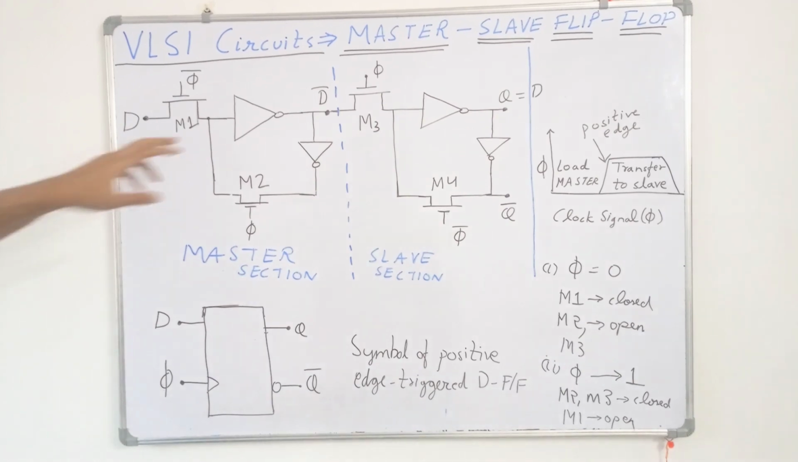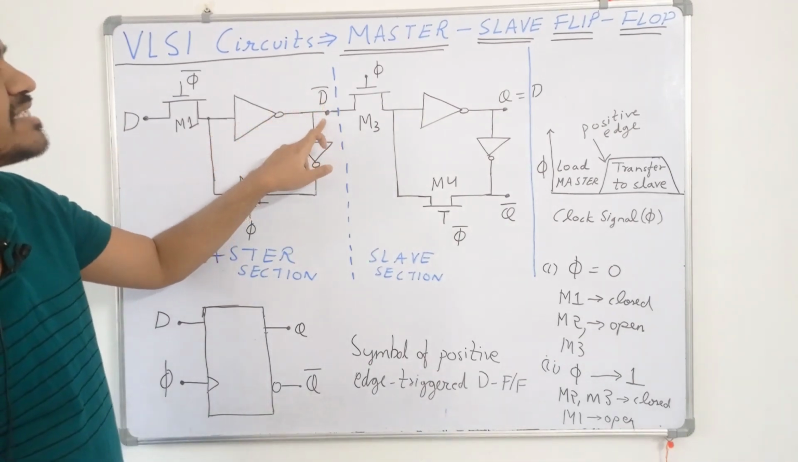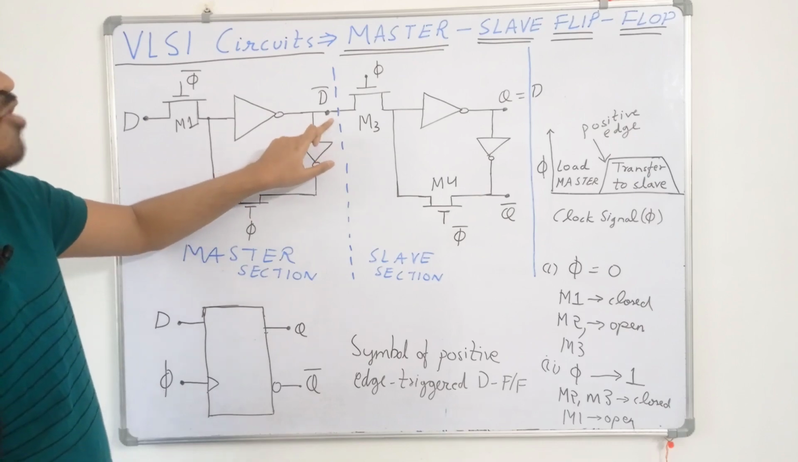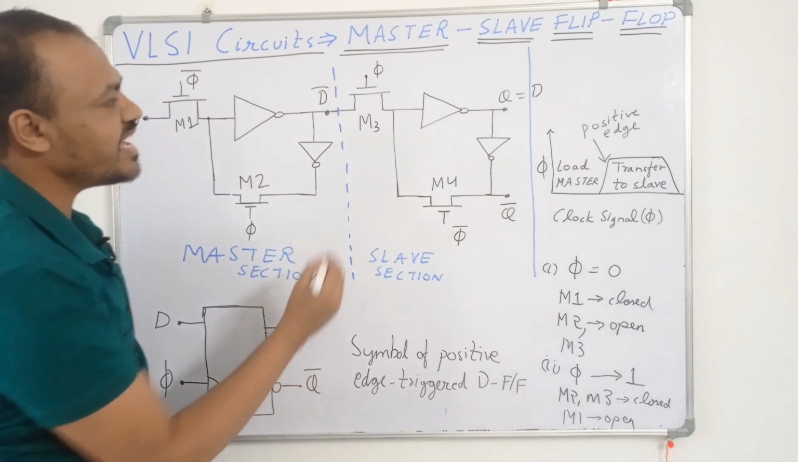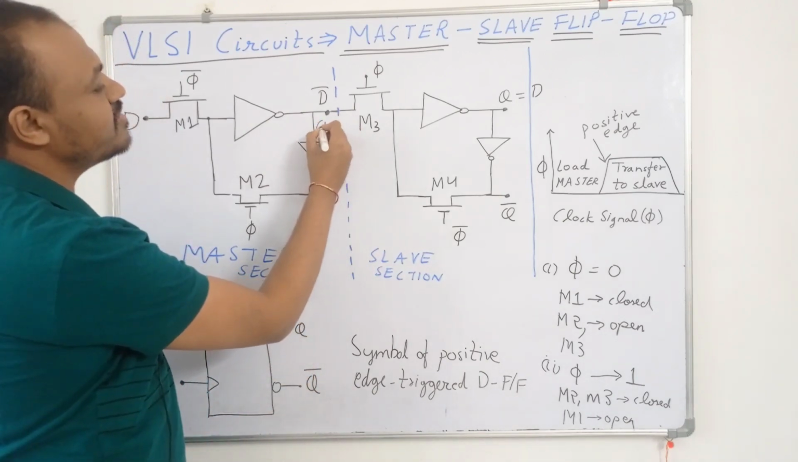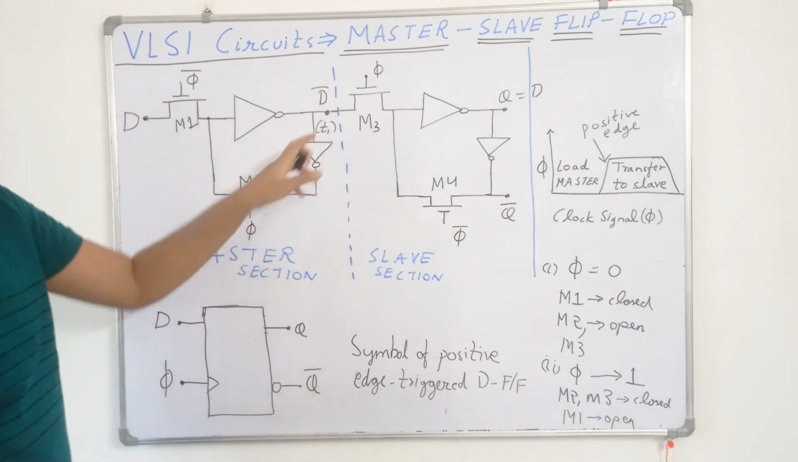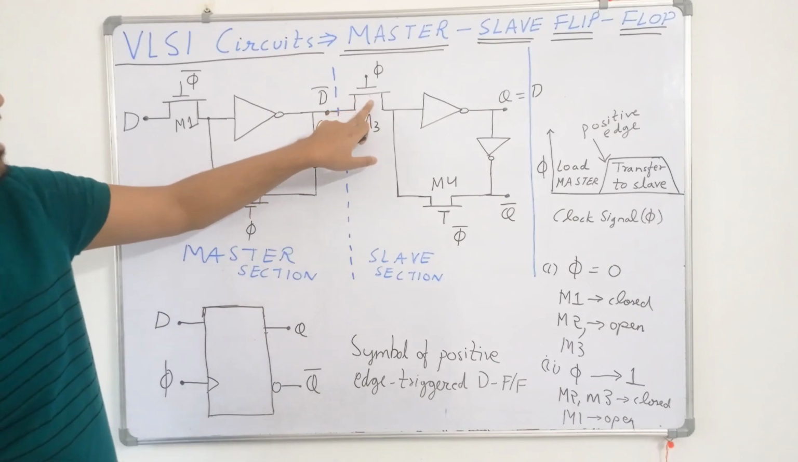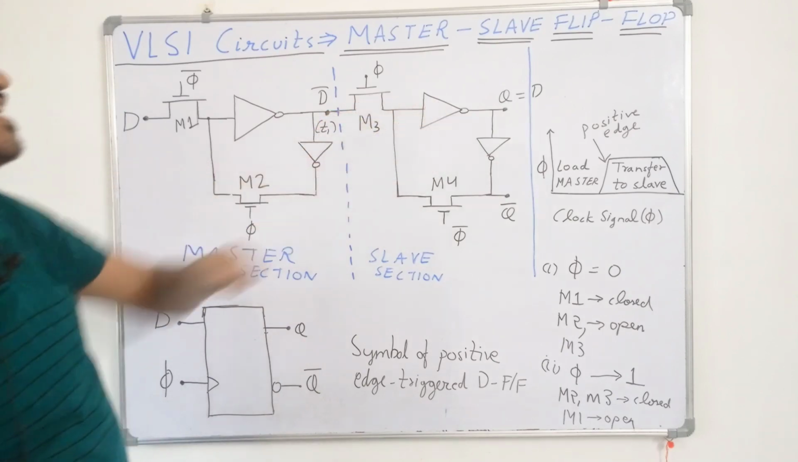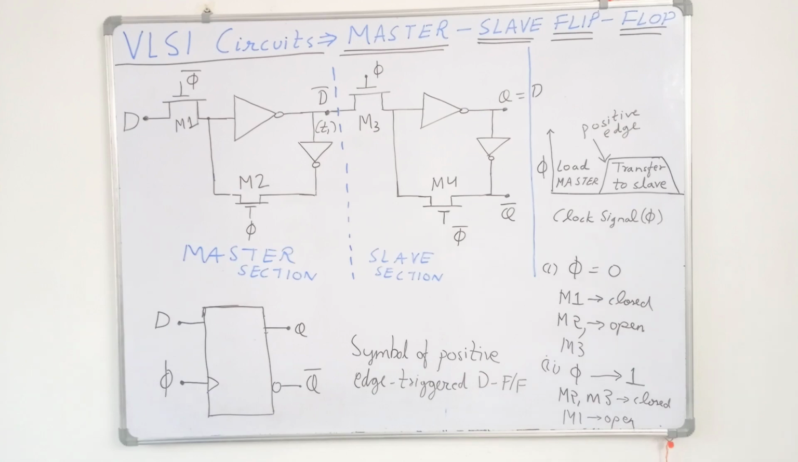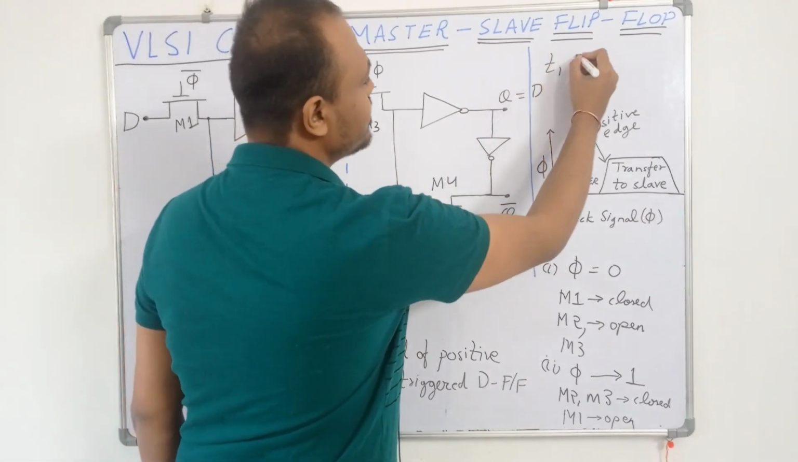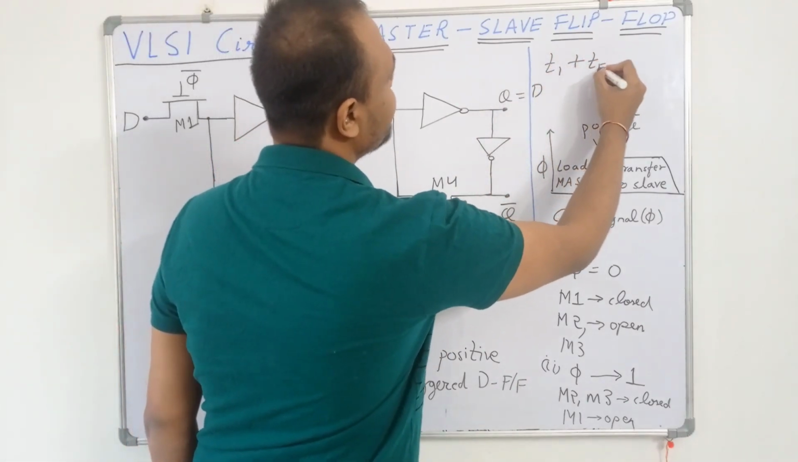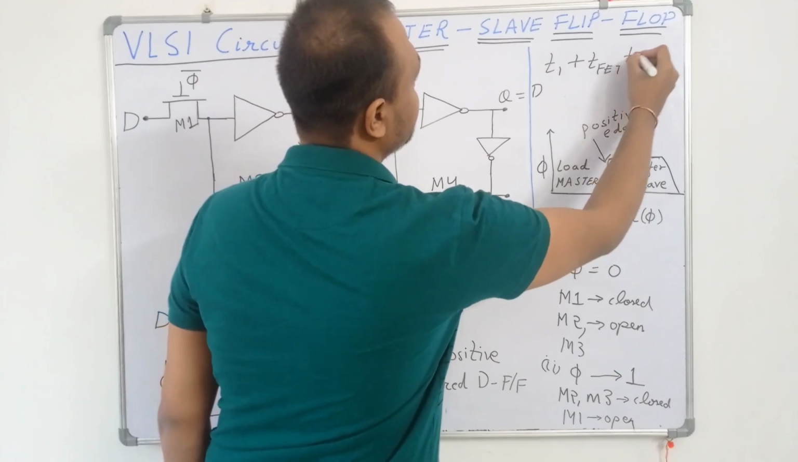So suppose this bit was latched into the slave at time t1. After how much time will it appear at the output? Say it was latched here at t1. Then it has to travel through this transistor and through this inverter. So the total time at which this bit will appear here will be equal to t1 plus TFET plus T naught.